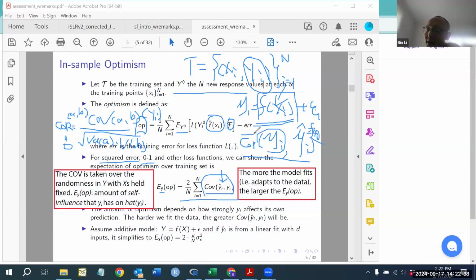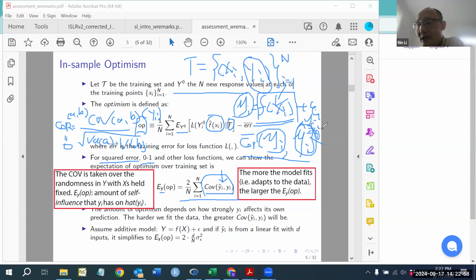The model is perfect, so we can just use the training error. You see that? But what is the overfitted model? An overfitted model is always not estimating f, but estimating the y. So in that case, you can see the yi hat now becomes the yi.